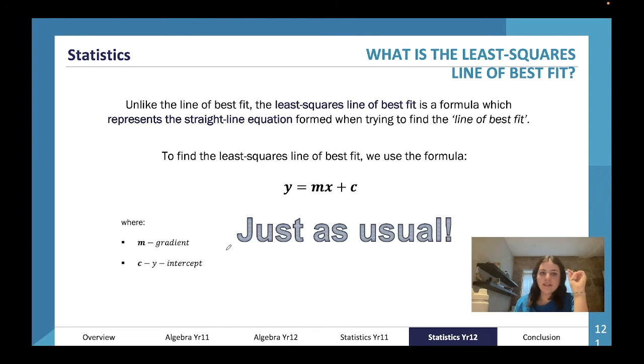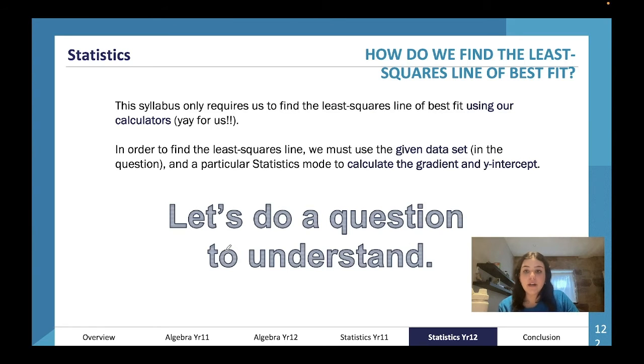It's the least squares line of best fit formula. It represents the straight line equation when it's trying to find that formula. We just use y equals mx plus c, but it only requires us to do it using our calculators. In order to find the line, we must use the given data set, so the height and weight or whatever it was, and a particular statistics mode to calculate the gradient and the y-intercept.